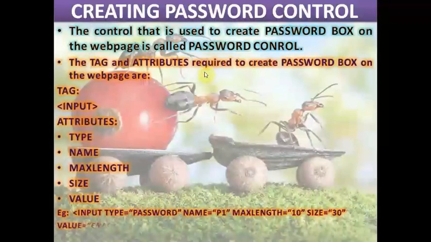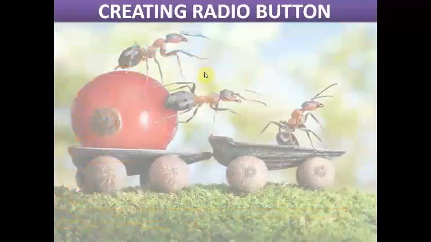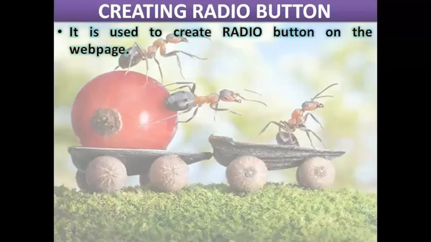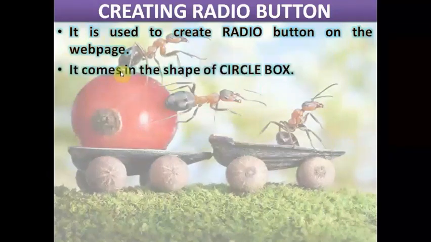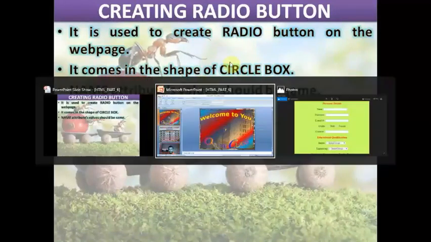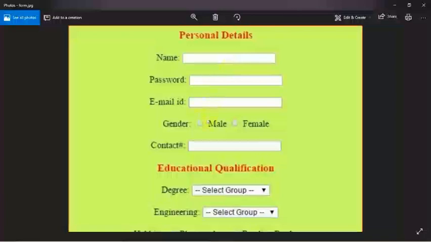Now next number, you can see another control: how to create the radio control, how to create the radio button on the web page. First of all you have to see what the different attributes are and which is the main tag required for creating the radio button. It is used to create the radio button on the web page. Next, it comes in the shape of a circle. Once again I want to remind you, this is called a radio button.